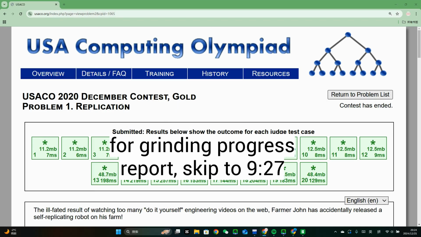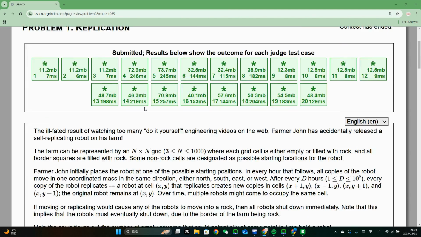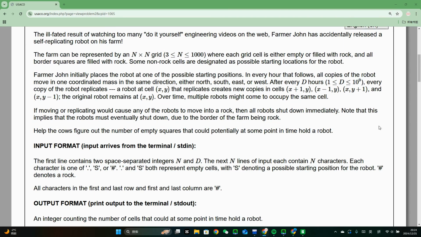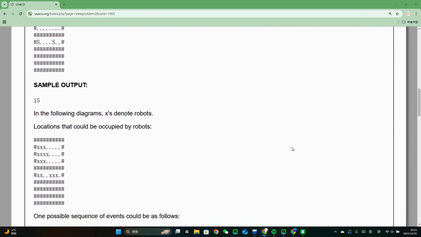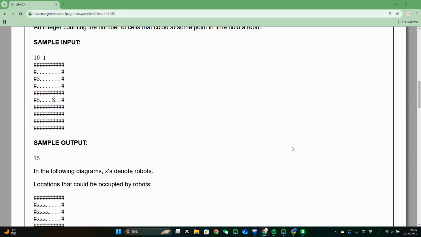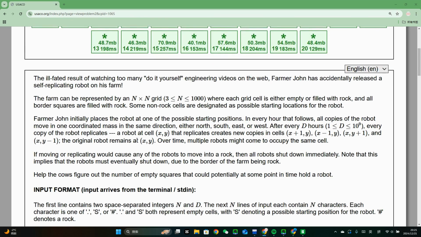Alright, hello everyone. Today, the problem we're looking at is the USACO 2020 December contest Gold problem 1, Replication. So this is a gold problem, and I would say even for gold in February, it's kind of hard. Do you want to pause the video first and look through this problem yourself? Here are the samples. Alright, so I assume you already read through the problem.